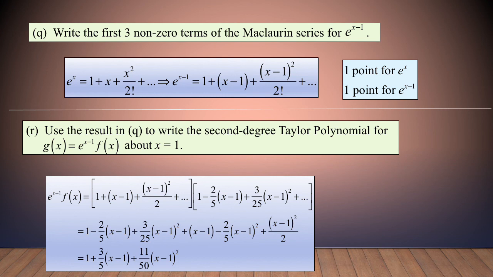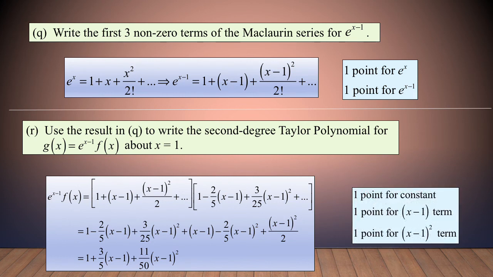Those are the only terms that will have powers less than or equal to 2. Putting it all together, we get 1 plus 3/5 quantity x minus 1 plus 11/50 x minus 1 quantity squared. 3 points for this problem, 1 point for the constant, 1 point for the x minus 1 term, 1 point for the x minus 1 quantity squared term.